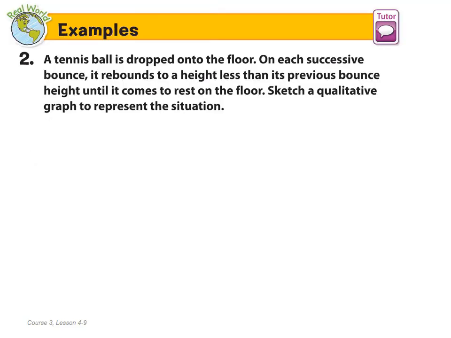So example number 2: a tennis ball is dropped onto the floor. On each successive bounce, it rebounds to a height less than its previous bounce height until it comes to rest on the floor. Sketch a qualitative graph to represent the situation. Sketch means to draw. So we're going to draw a qualitative graph to represent the situation. You don't need to know what the height was. You don't need to know how long it takes for the ball to rest. You're just going to draw a graph.